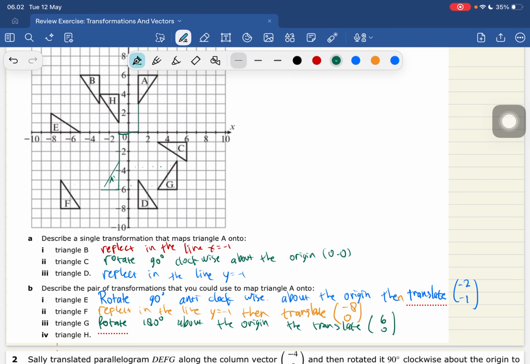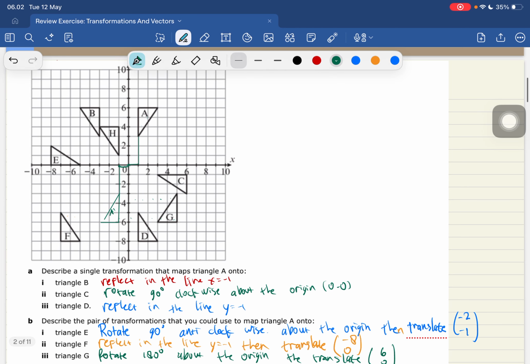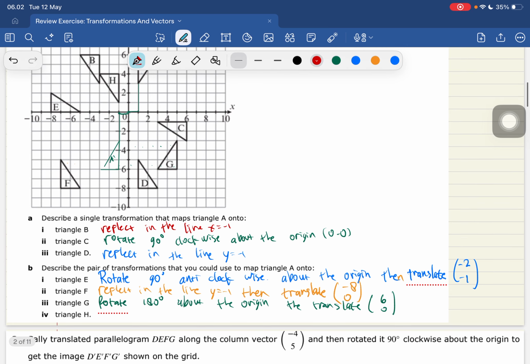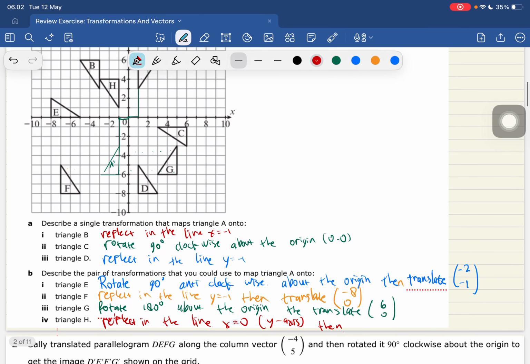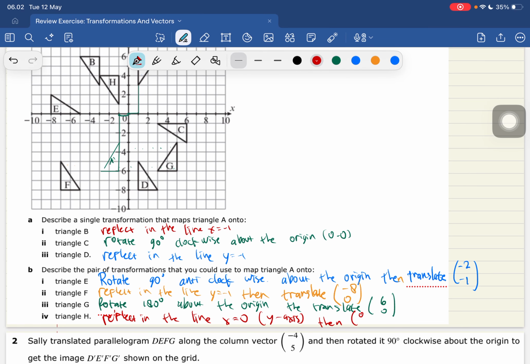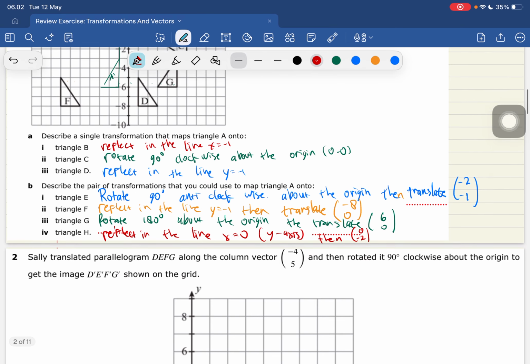A to H. Okay, here is a reflection. 1, 1. So we can write it down. Here is reflect in the line x equal to 0, or this is the y axis. Then we translate it. This is not moving left or right, so here is 0 and going down 2, so here minus 2.